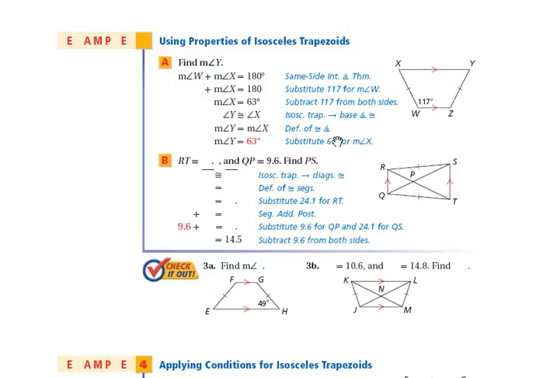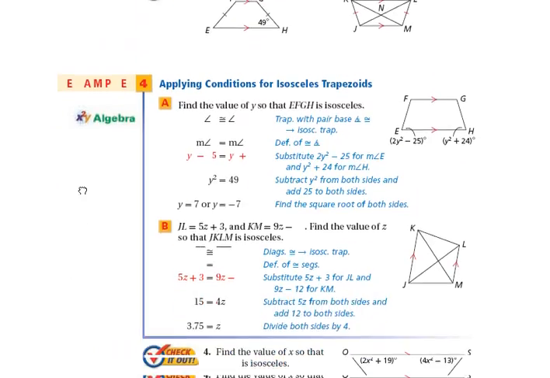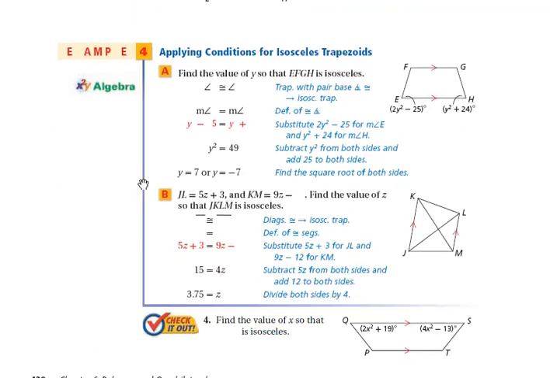Here are a couple of examples using the properties of the isosceles trapezoid. Talking about, again, some of the angles here, so make sure you read through those examples carefully. And again, same thing here, there's some algebra work, so make sure that you read through those.